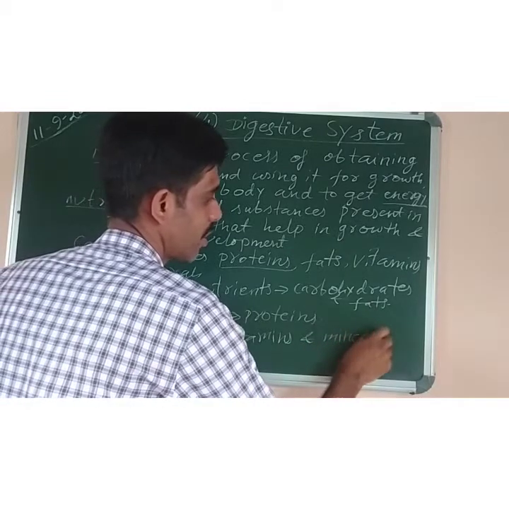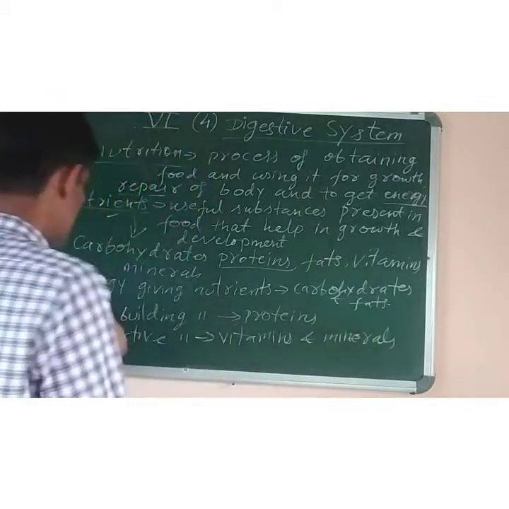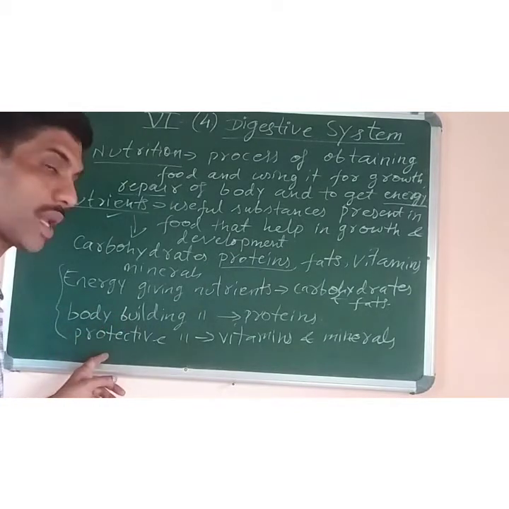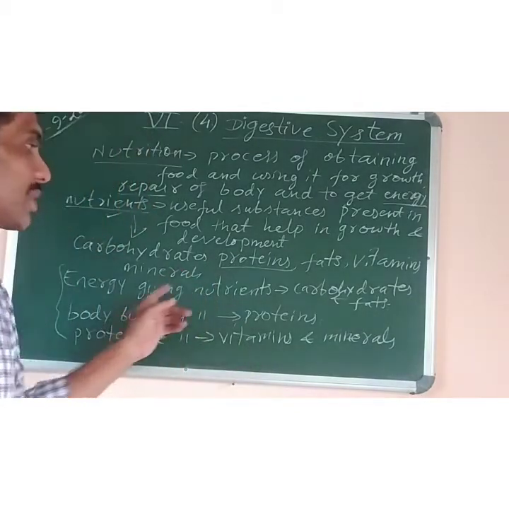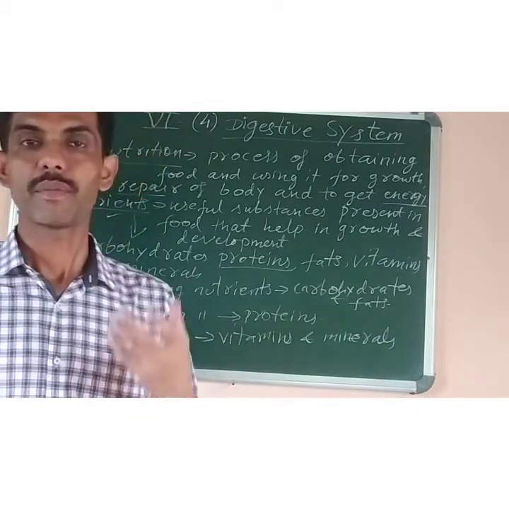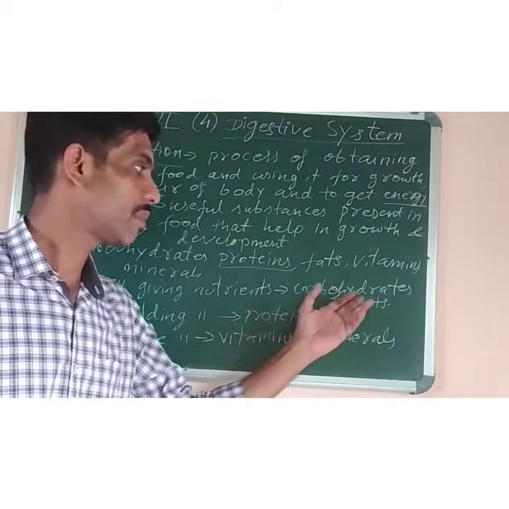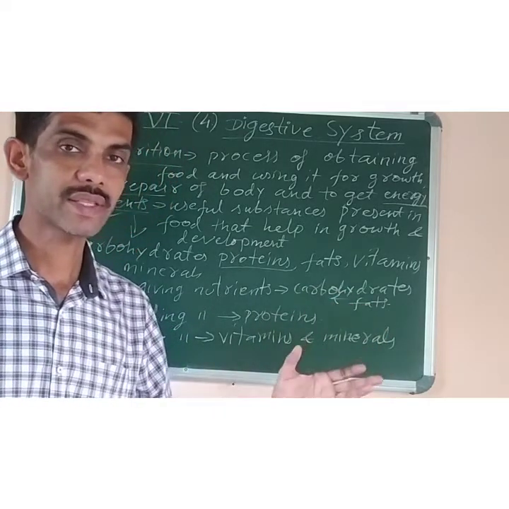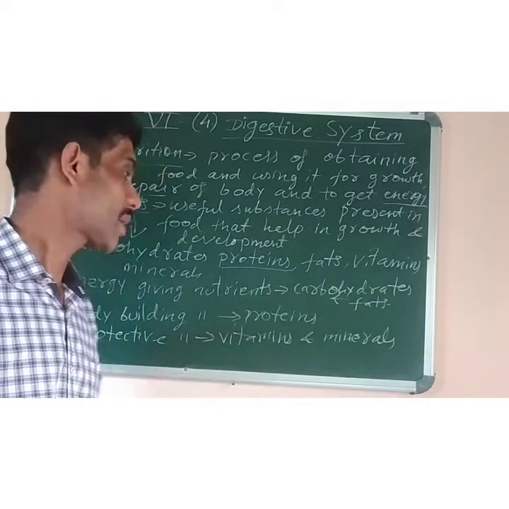So you have studied about the different types of nutrients. There are three different groups of nutrients: energy giving, bodybuilding and protective. Energy giving nutrients are carbohydrates and fats, the ones which provide energy to our body, like bread, rice, then ghee, butter, oil, which are the rich source of fats. Whereas bread, rice, potato contain carbohydrates.